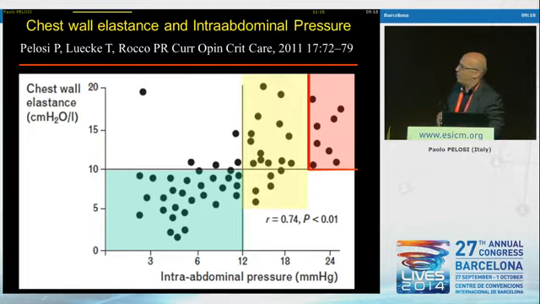When the intra-abdominal pressure is higher than 20, 22, what we now call abdominal compartment syndrome, we are very likely in most of the patients to have a deterioration in chest wall elastance. Then we have a gray zone, which is the most common one in clinical practice, and you can see that between 12 and 20, 22, some patients have a reduction in chest wall elastance, some patients have normal chest wall elastance. So if we want to get information, theoretically and practically, we should really measure the chest wall compliance by using the esophageal pressure.